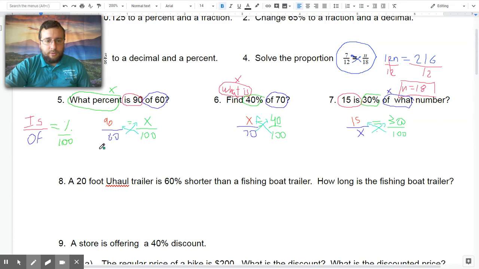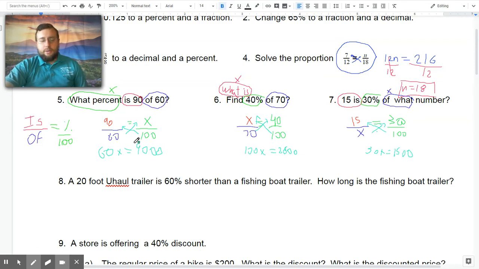For the first problem, you're going to get 60x equals 90 times 100. That's 9,000. So that's the cross multiplication step there. And then here you would have 100 times x, and then 70 times 40, which will be 2,800. So that's the multiplication step for that one. And then this one would be 30x equals 1,500 when you cross multiply.